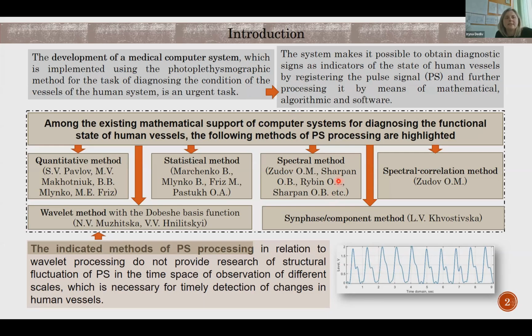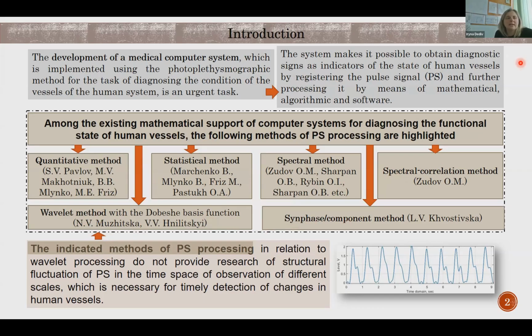Among the existing mathematical support of computer systems for diagnosing the functional state of human vessels, the following methods of pulse signal processing are highlighted: quantitative method, statistical method, spectral method, spectral correlation method, wavelet method with the Daubechies basis function, and the in-phase and quadrature components method.